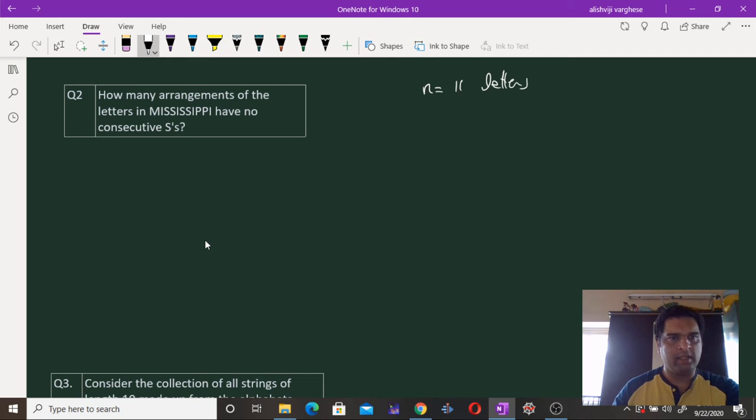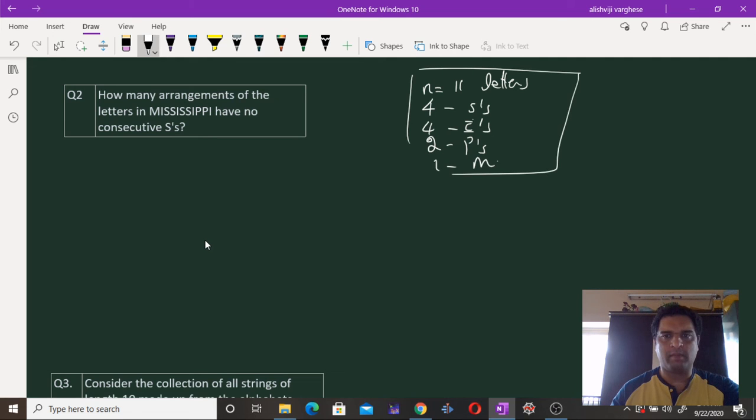Then we have 4 S's, the number of S is 4. Then I is 1, 2, 3, 4, so 4 I's. Then P is repeated 2 times, so 2 P's. So that is 10 letters, and the remaining one is M, 1 M. So this is the composition.